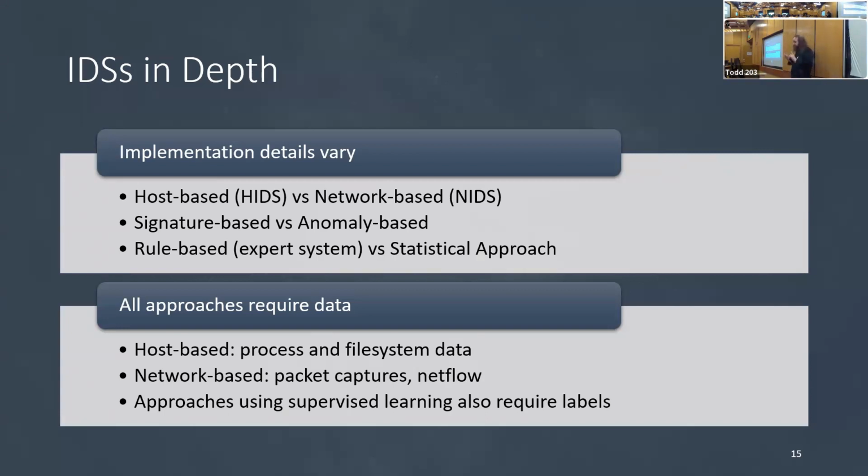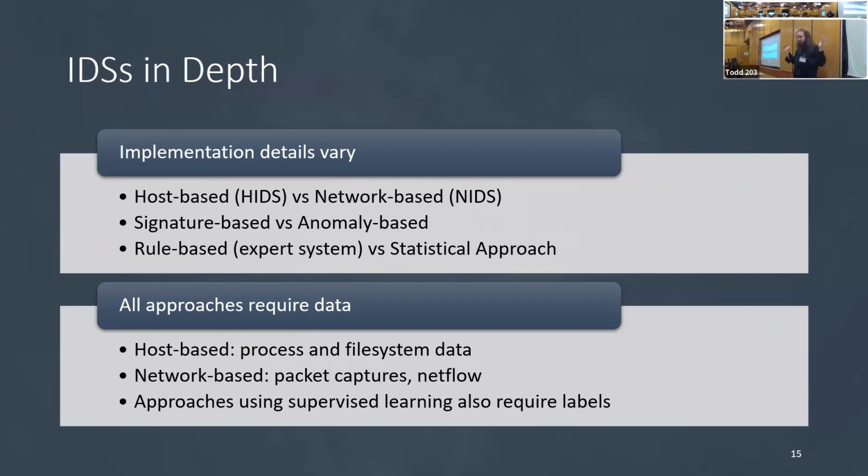So I say future, but actually these things have been around since, I want to say, late 80s, early 90s. That's when the first intrusion detection systems came about. And so because of that, we've got a lot of different approaches to them already. We have, first off, host-based versus network-based intrusion detection systems. So we have completely different focuses.